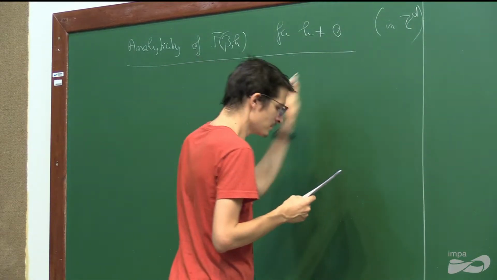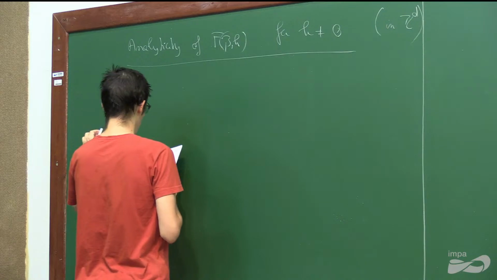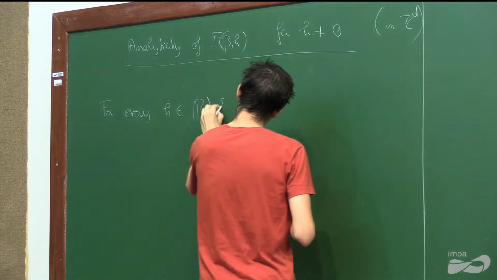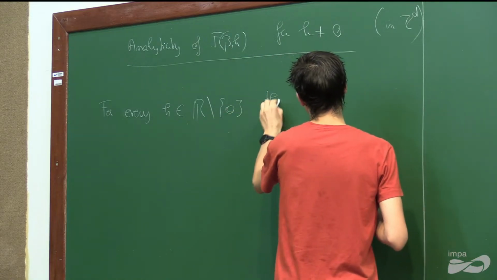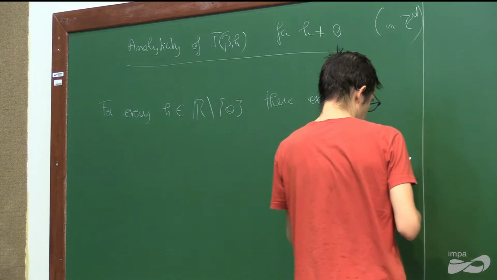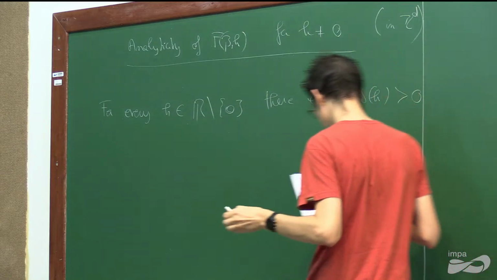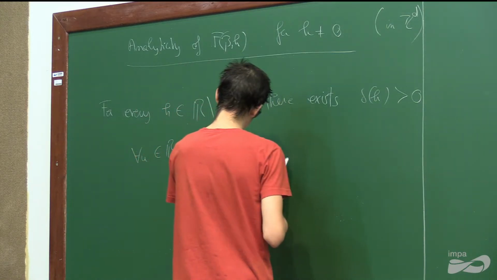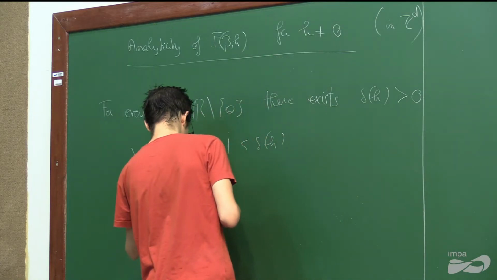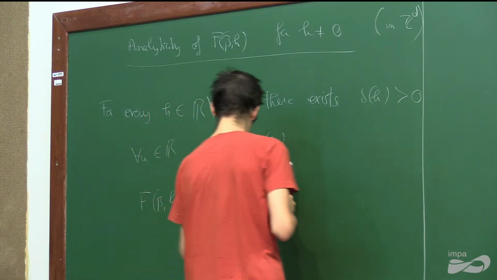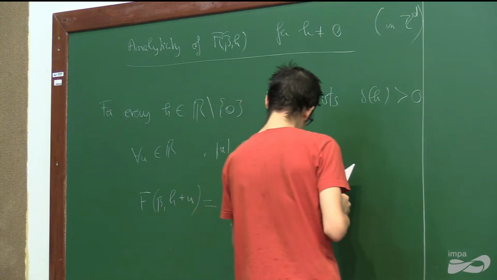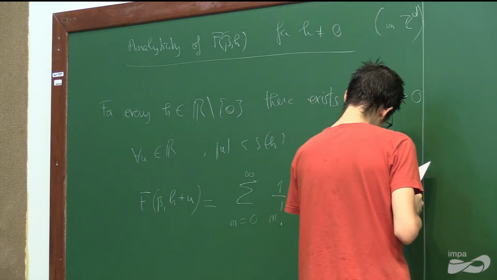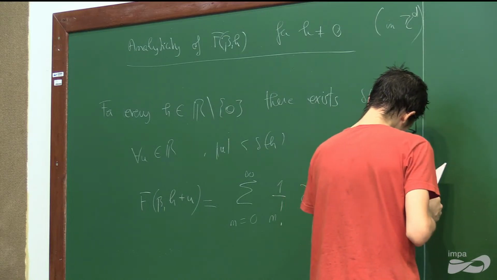So what does it mean? What are we going to prove? Well, we are going to prove that for every h in R, there exists delta h, which is positive, such that for all u in R, absolute value of u smaller than delta h, we have f beta h plus u equal to the sum from n equals 0 to infinity of 1 over n factorial d n h f beta h u to the n.